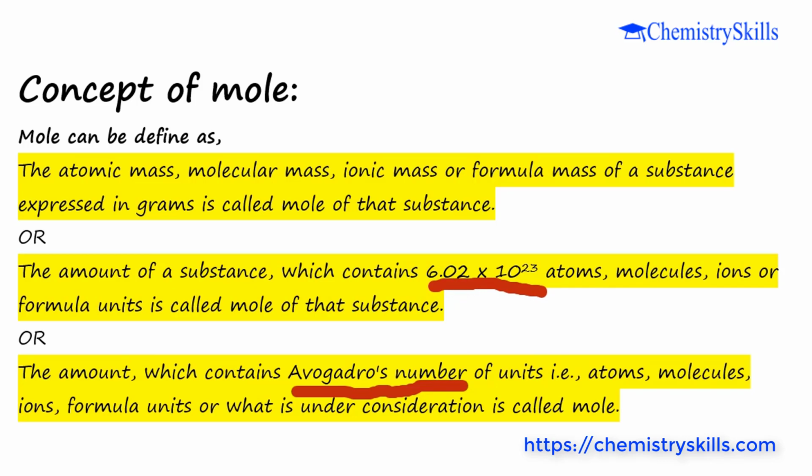Here at the bottom I mentioned again 6.02 × 10^23 particles. So the amount which contains Avogadro's number of units, that is, units of atoms, molecules, ions or formula units for ionic compounds, or any other unit which is under consideration, is called mole. Understand? Very important. I have mentioned it here.